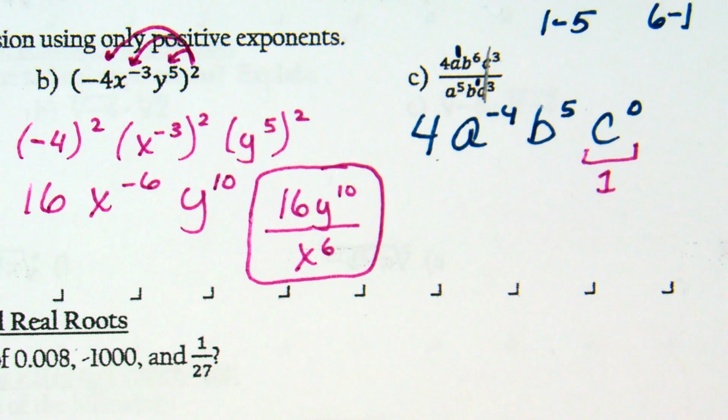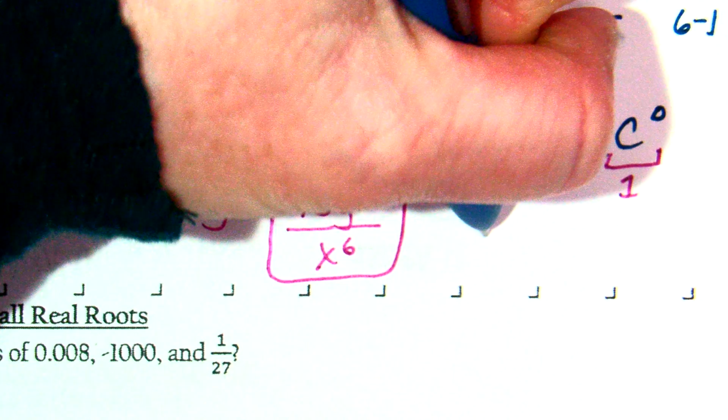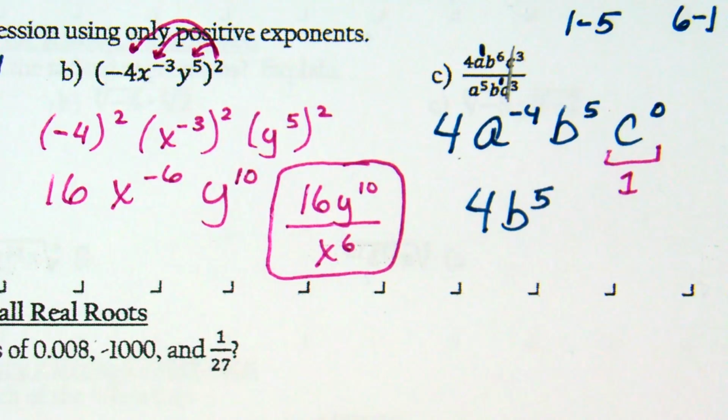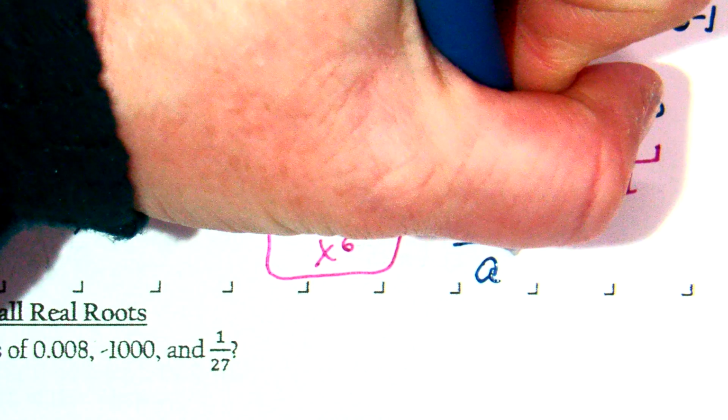What about everybody else? Okay, whole number of 4 stays on top. B to the 5th stays on top. What about c to the 0? It's 1, right? And 1 times 4 is just 4, so we don't have to worry about it. Over a to the 4th.